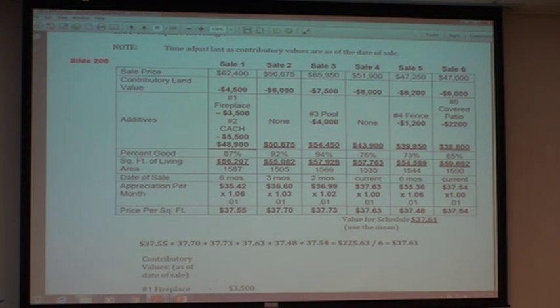Take out 4,500. Take out 3,500 for the fireplace, 4,500 for the land. Take out 5,500 for the central heating and air, which gives you an adjusted price of 48.9. Divided by 0.87 gives you 56,207. Then 6 months appreciation on that. We'll give you appreciation per month. We'll give you $35.42 per square foot, times 1.06 gives you $37.55.